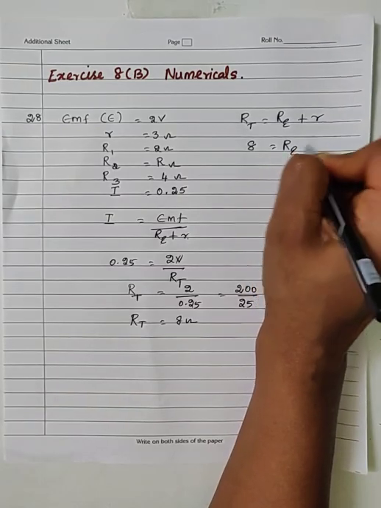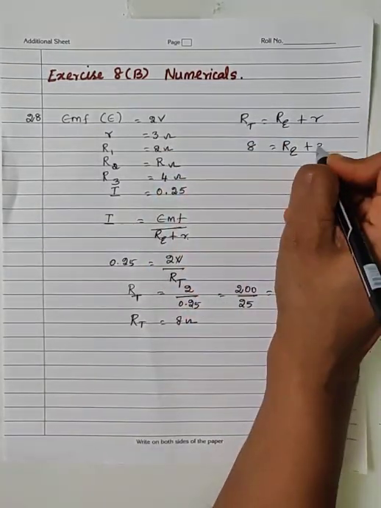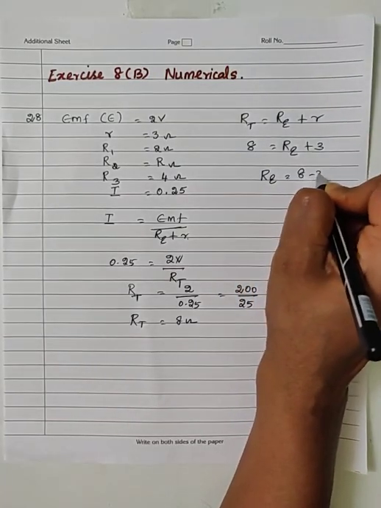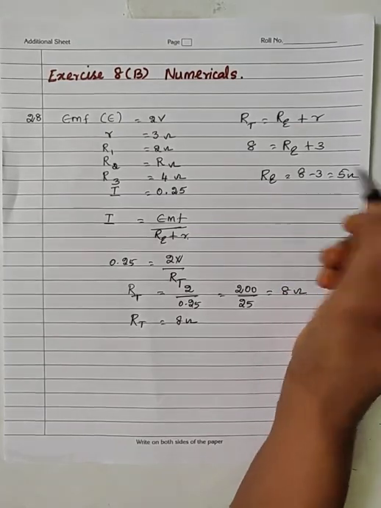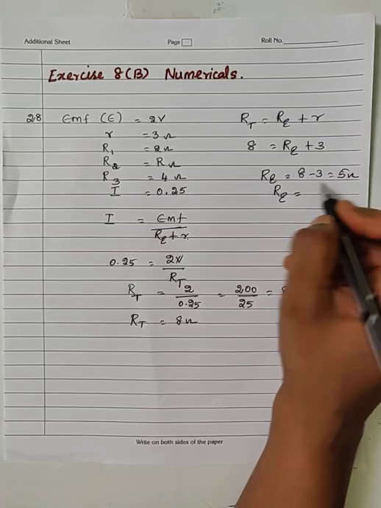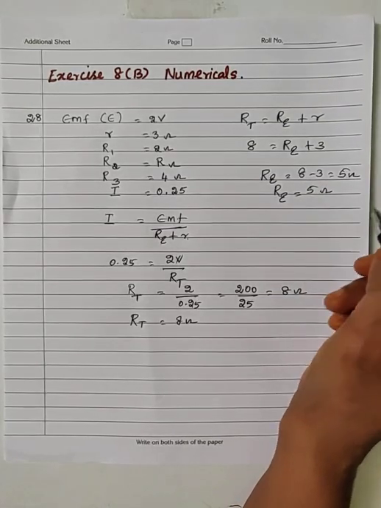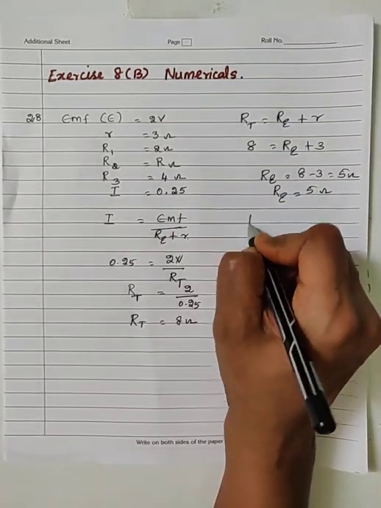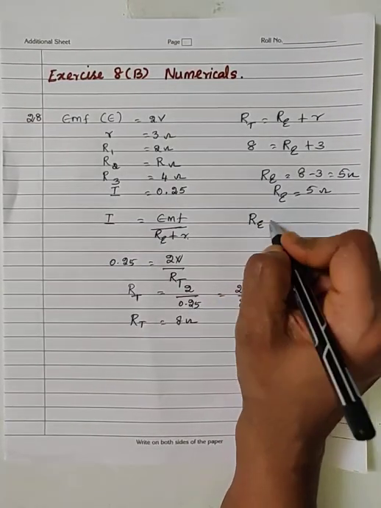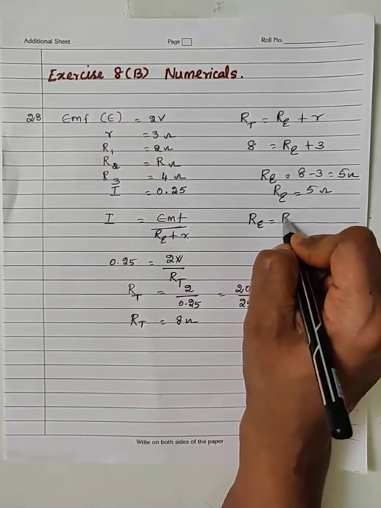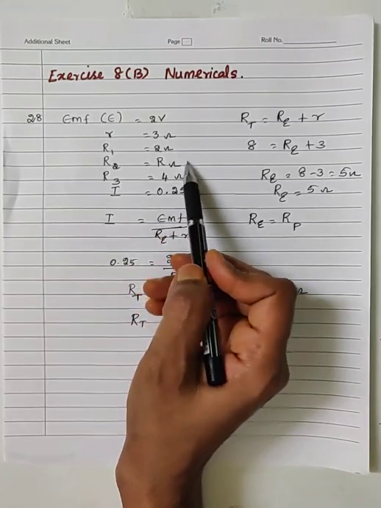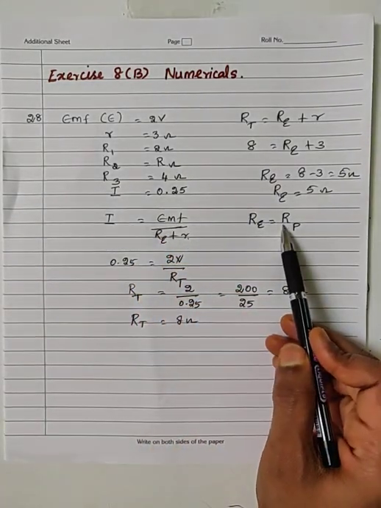External resistance is not calculated. Internal resistance is given in the question as 3. From this we can write external resistance Re is equal to 8 minus 3, which is equal to 5 ohm. So we have calculated the value of the resistance connected externally in the circuit, which is equal to 5 ohm. Then how will we calculate the external resistance? In the circuit, the external resistors are the two resistors connected in parallel, which I write as Rp. R1 and R2 are connected in parallel. The effective value of these two resistors I have represented by the symbol Rp.